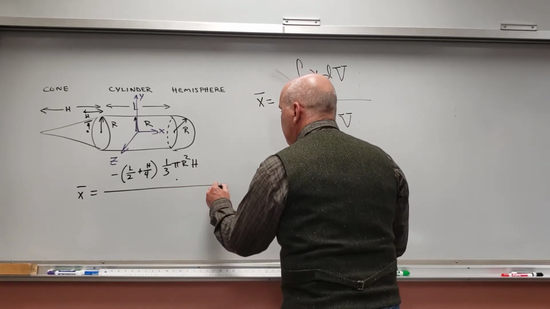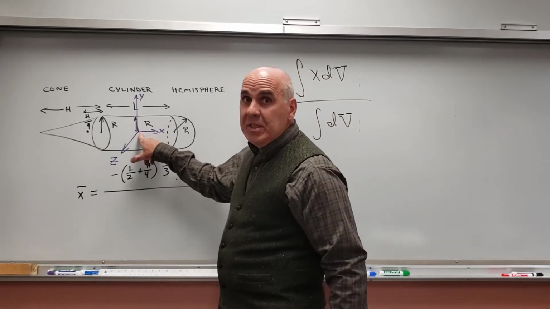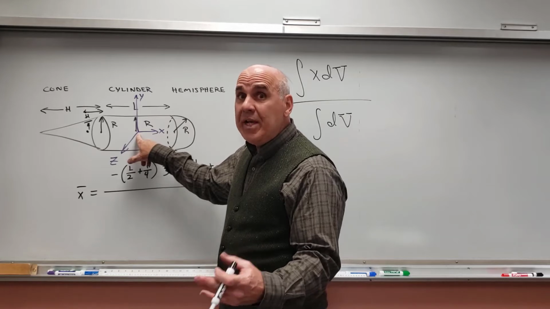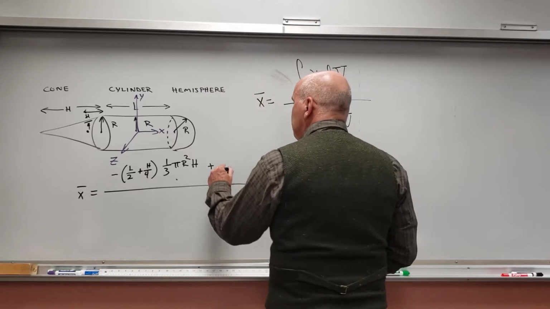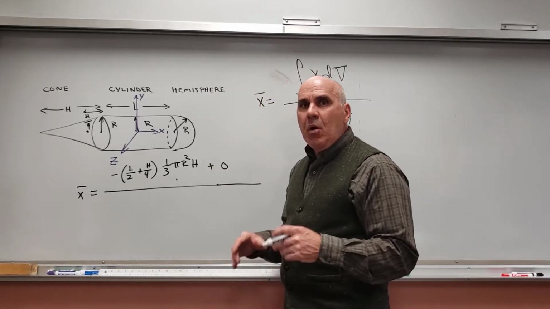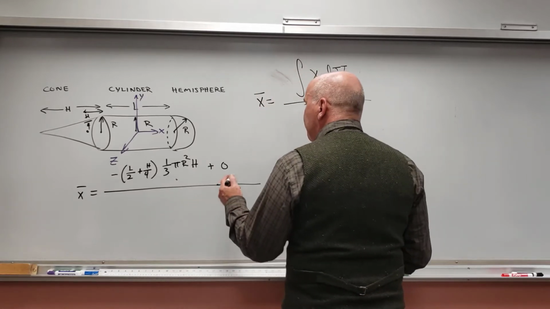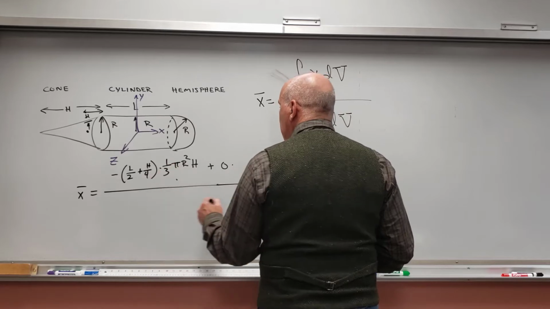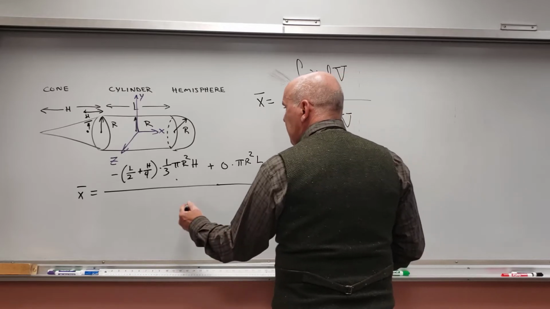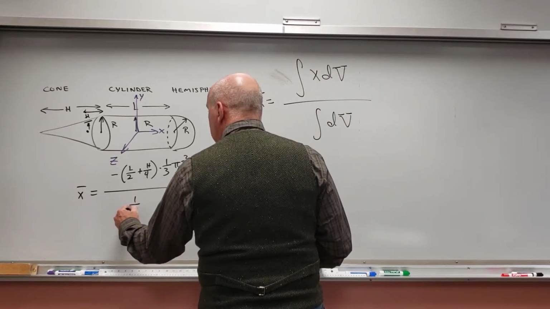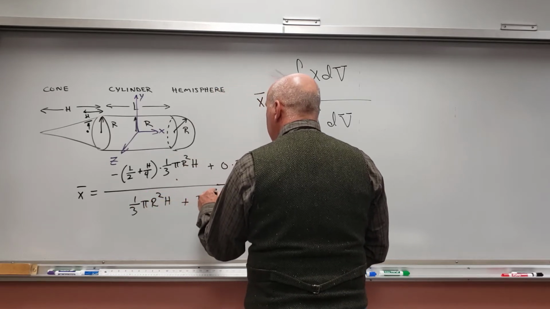Then I go to the cylinder, but the beauty of the cylinder is I've placed the origin, because I want to make it at a nice location, at the middle of the cylinder, and so that's just 0. The x bar value for the centroid of the cylinder is at the origin. I'm going to multiply by the volume anyway, not that I really have to, and that's pi r squared L. Right? And then I need these volumes in the denominator: 1/3 pi r squared h down there, and pi r squared L.